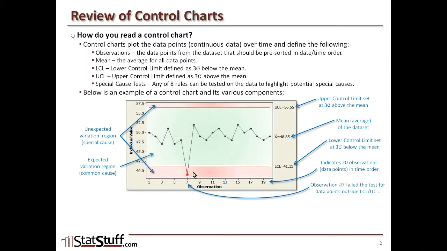And we also see in this example, there's one data point that falls below into that area. So we can say for this observation number 7, it failed the test because the data point fell outside of the lower or upper control limit area.